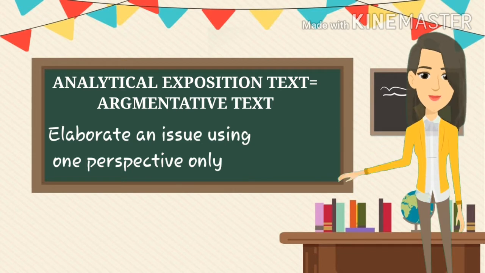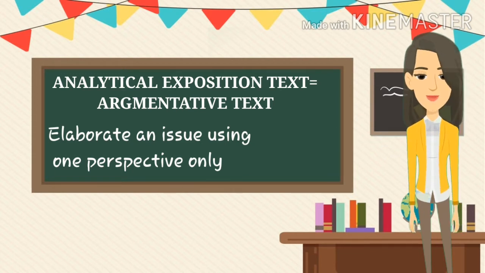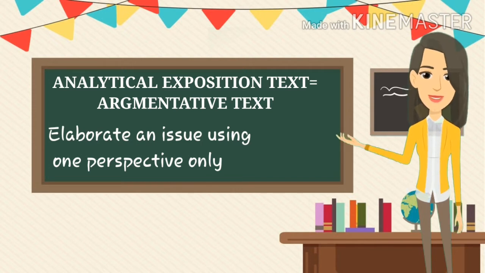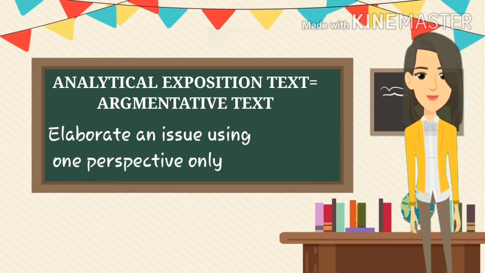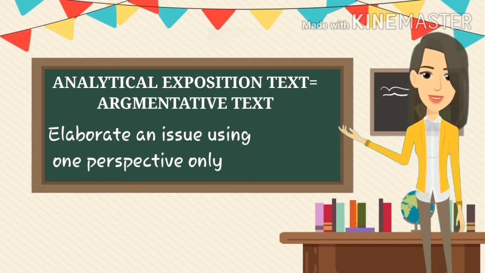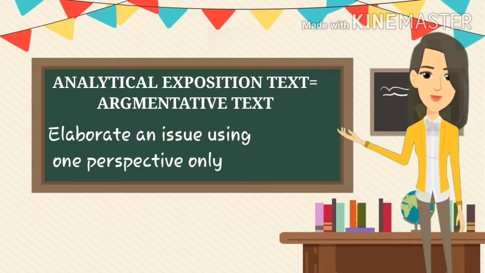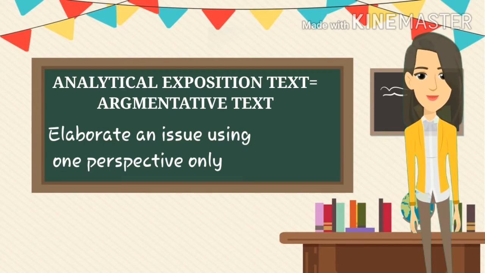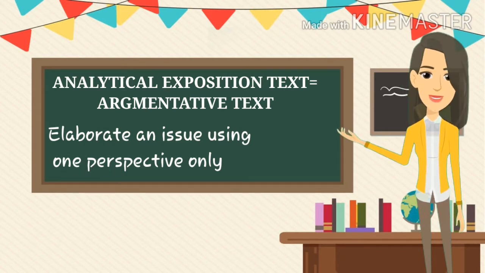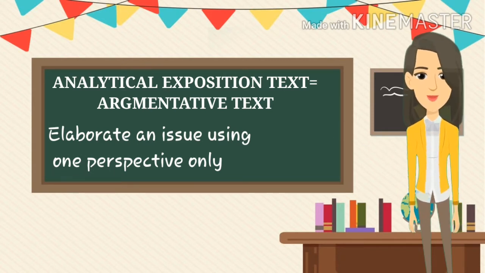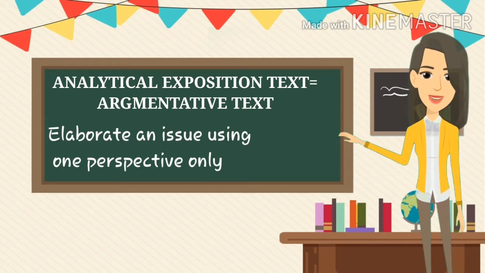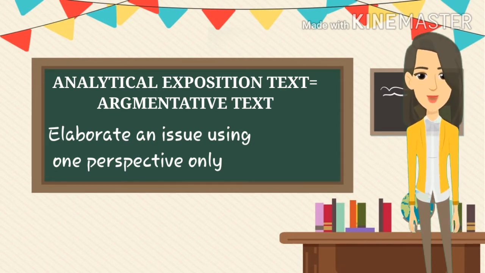Jadi, analytical exposition text merupakan sebuah teks yang berisi pemikiran penulis atau pembicara tentang suatu masalah ataupun fenomena yang terjadi di sekitar kita yang disampaikan atau dijelaskan secara terperinci dan komprehensif dalam satu perspektif atau sudut pandang. Teks ini termasuk dalam argumentatif teks karena menunjukkan pendapat atau argumen terhadap suatu isu atau fenomena yang terjadi di sekitar kita.